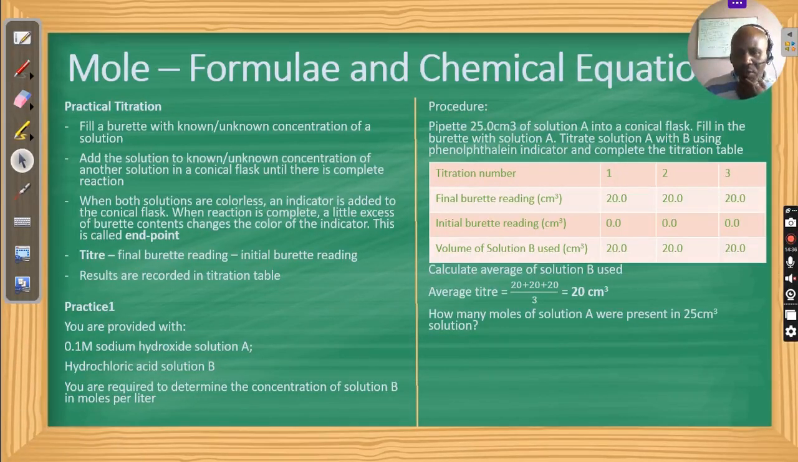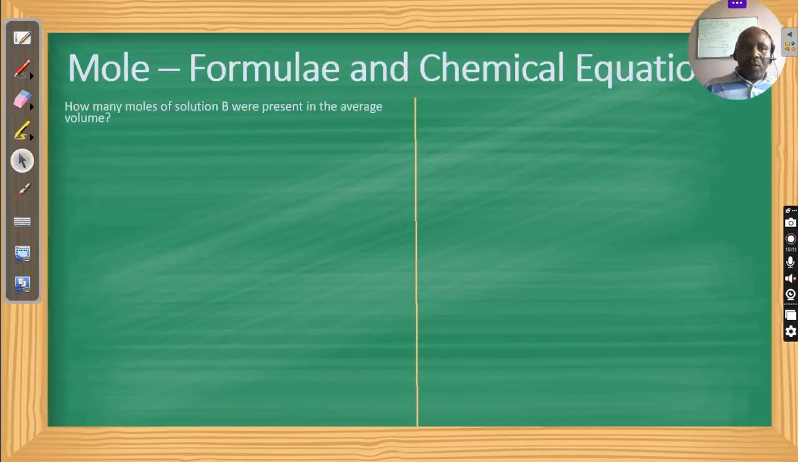Question number 2. How many moles of solution A were present in 25 cm³ of solution? Remember, we have been told that 0.1 M is the molarity of solution A. Molarity means the amount of moles in 1000 cm³. So 0.1 moles is in 1000 cm³. What about 25 cm³? Once you do your cross multiplication, you find that the number of moles is 0.0025 moles.